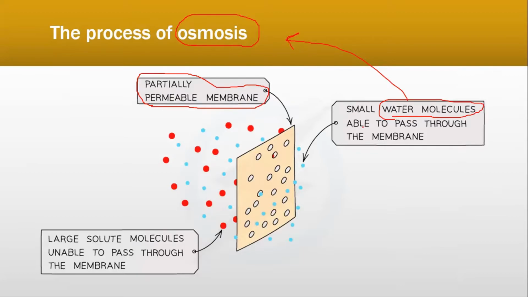Small water molecules are able to pass through the membrane, and large solute molecules are unable to pass through the membrane. So if you see, these are the blue water molecules, and we have the big solute red molecules which are unable to pass through the membrane. And we have a higher concentration of water molecules outside, and we have a lower concentration of water molecules inside. Hence, the movement goes from outside to inside.